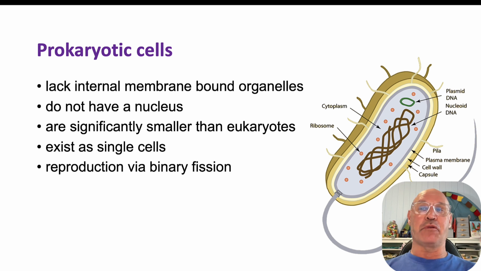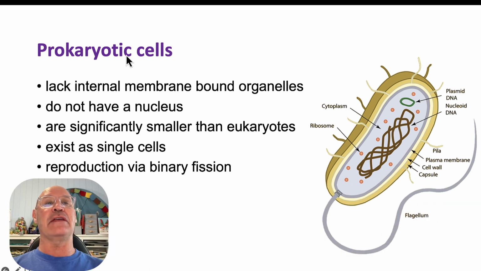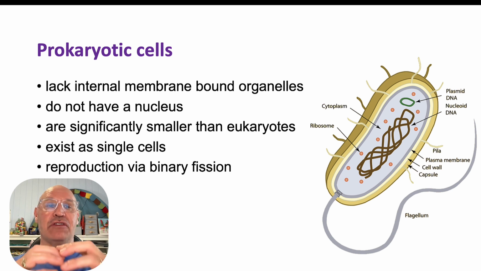So first of all, prokaryotic cells. So let's talk about this term prokaryotic first. A karyote is the Greek word for kernel or seed, so we're kind of thinking about the nucleus. Pro means before, so it's before the nucleus. So prokaryotic cells don't have a nucleus, and they don't have internal membrane-bound organelles. So they're really quite simple and small organisms.